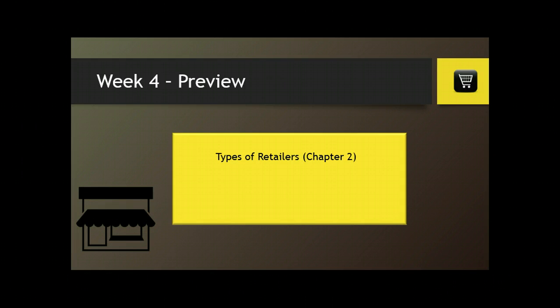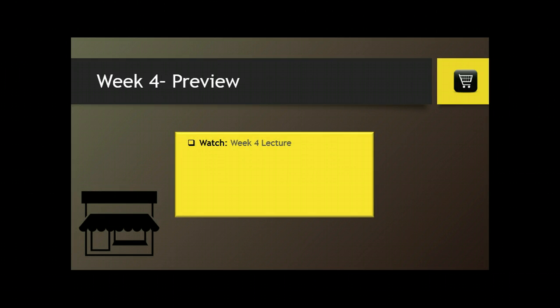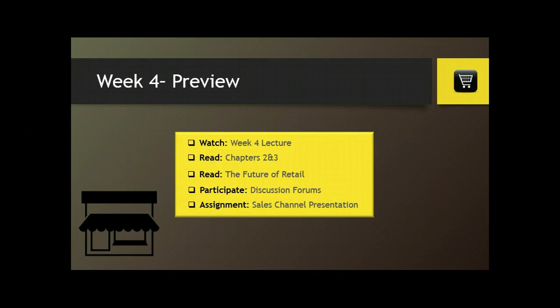In chapter 2, the reading will be the types of retailers, and multi-channel retailing in chapter 3. So we're going to watch the week 4 lecture this week. We're going to read chapters 2 and 3. We will read The Future of Retail, which is kind of an interesting article, and we'll have some discussion questions about that as well. We want to make sure to participate in the discussion forums, and the assignment will be due at the end of this week, Sales Channel Presentation.